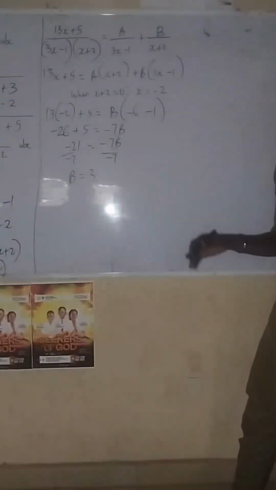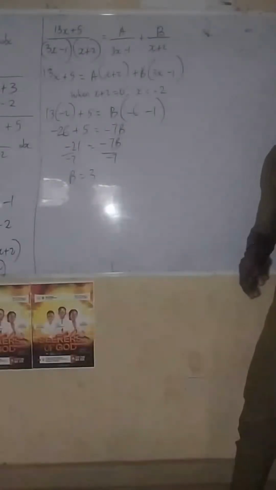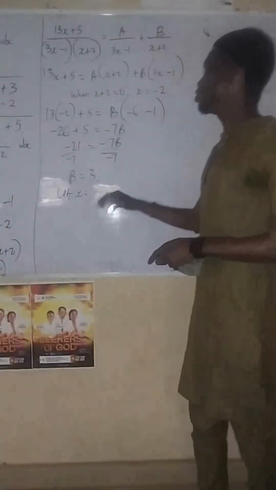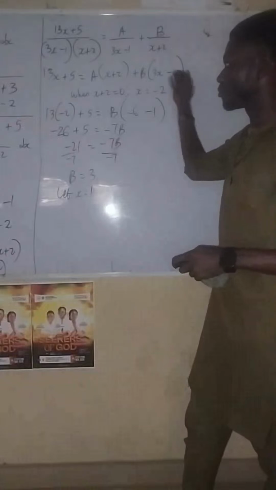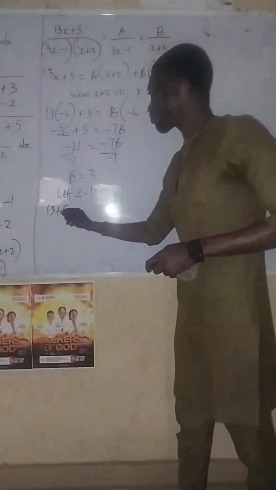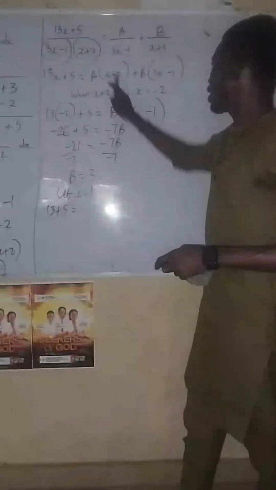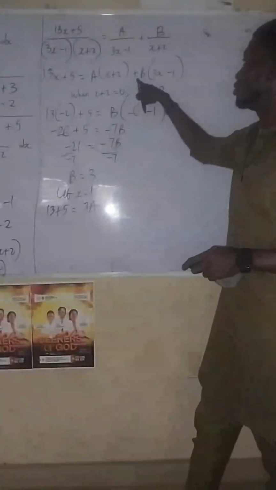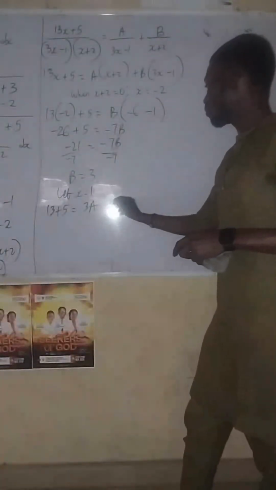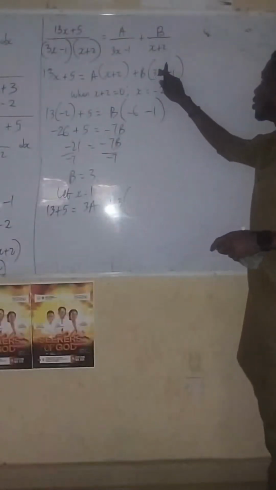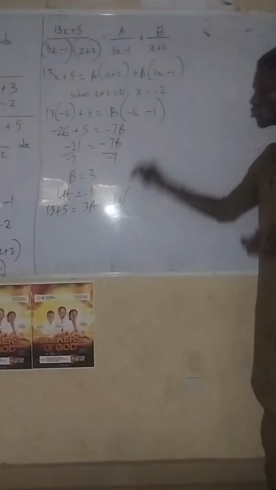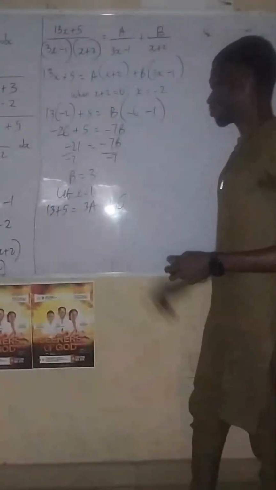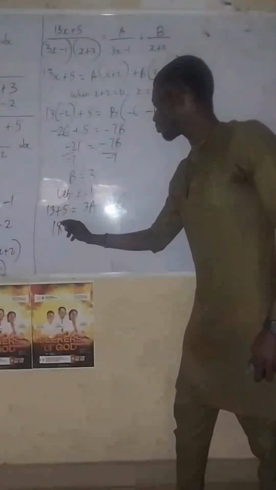If you take 0, if you take 1, if you take minus 1, you get the same thing. So let's let x equal 1. If x is 1, that means you have 1 times 3 plus 5 equals 3a. Our b is already 3 here. We are going to put it back. That's plus 3 into x is 1, 3 minus 1, that's 2. That means 3 times 2, that gives us 6.